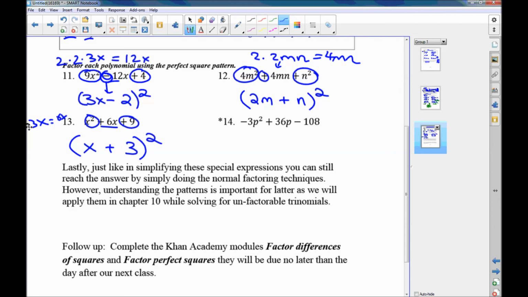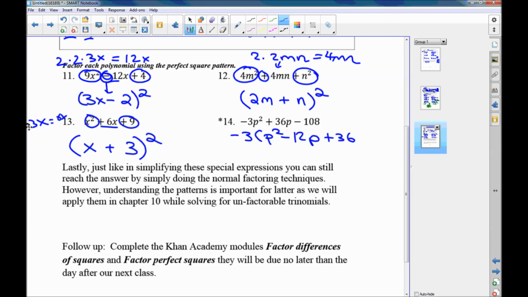All right. Now, number 14 has a little star because obviously something like last page where we can factor out a common factor first. And 3 divides evenly into all of it. So I'm going to factor out the negative 3. It leaves behind p squared minus 12p plus 36.